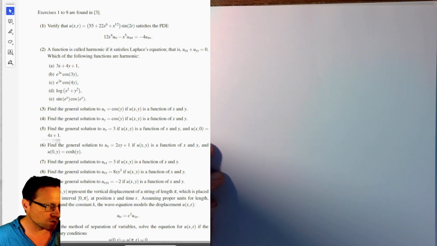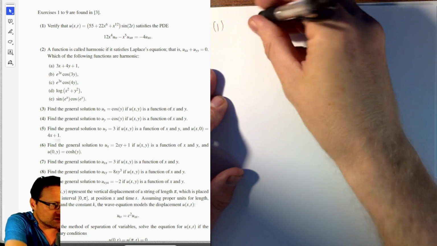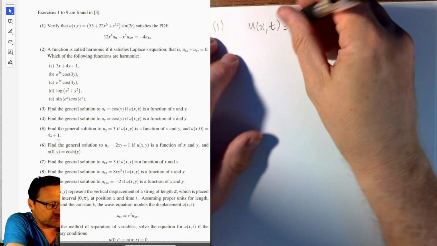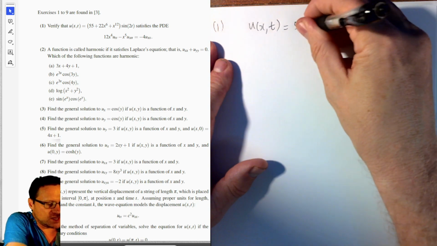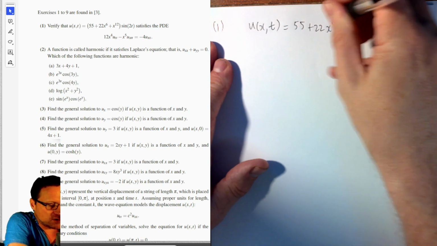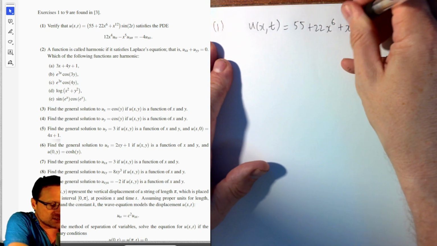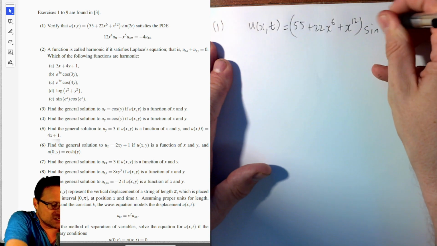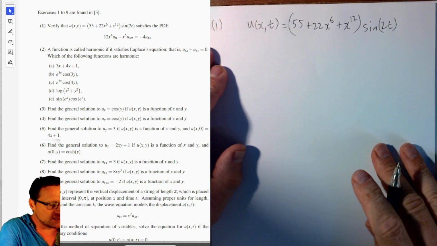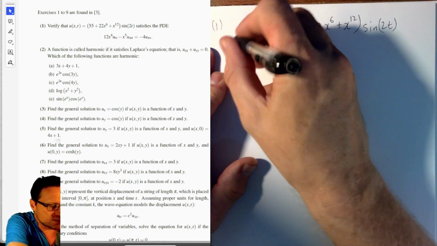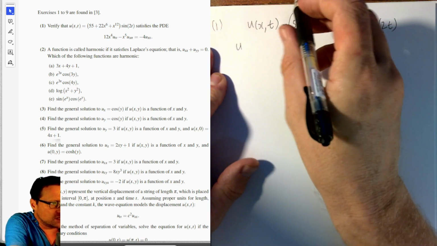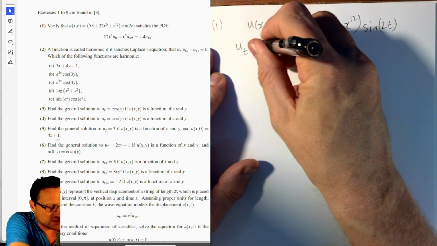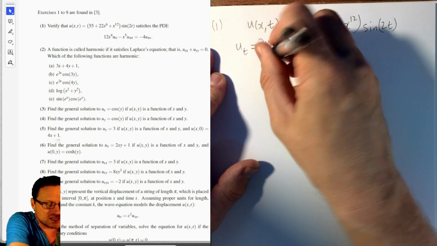Okay, so let's begin with the first one. Question 1 says we have a function u, a function of x and t, equal to 55 plus 22x to the power of 6 plus x to the 12th times sine of 2t. And so we want to take derivatives of this. So let's begin with u subscript t. And so this is the partial derivative of u with respect to t.